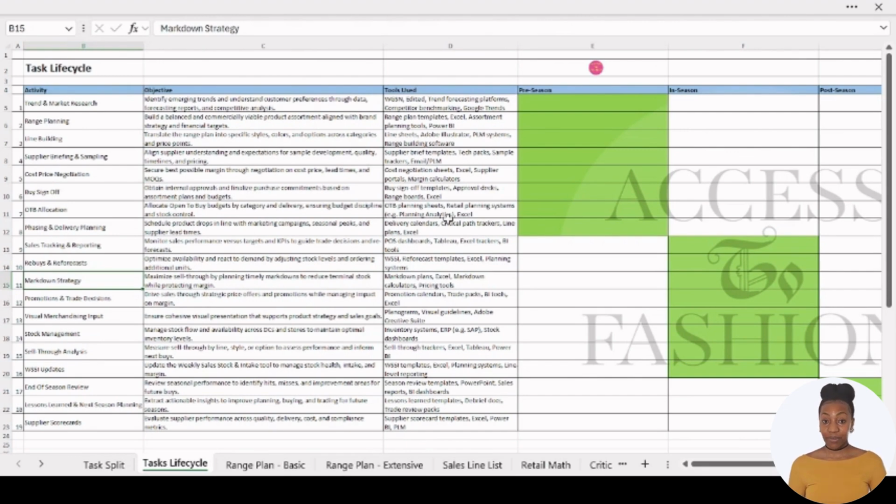Next, you would be having markdown strategy. Now, the objective for this would be to maximize sell-through by planning timely markdowns and to reduce terminal stock while also still protecting your margin. Again, everything really does sound very contradictory, because it's like, oh, you want to mark down, but then you want to protect the margin. But again, that's where the talent is.